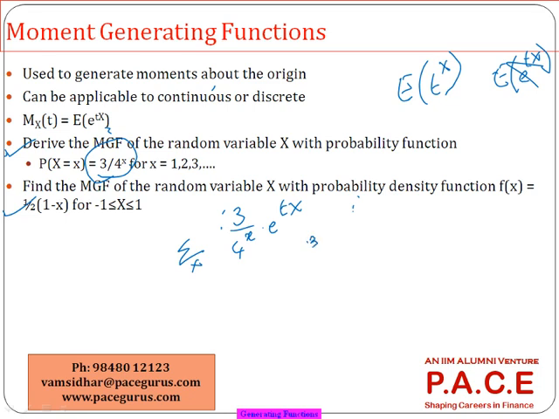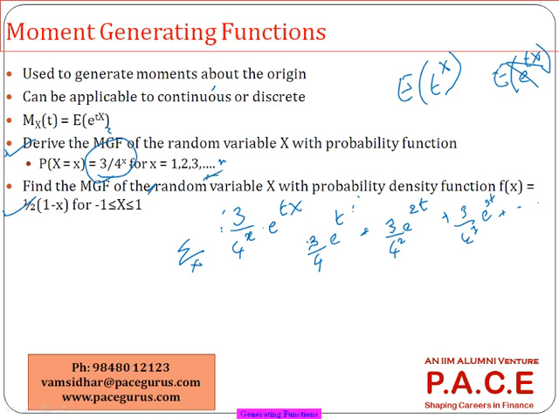What is it? It is becoming 3 by 4 e power t when I substitute x equal to 1, plus, because there is a sigma, I have to add all of them, 3 by 4 squared e power 2t, 3 by 4 cube e power 3t, and so on. Now I need to know how to simplify this. This is again a geometric series, and we are talking about an infinite one because it did not specify up to where.